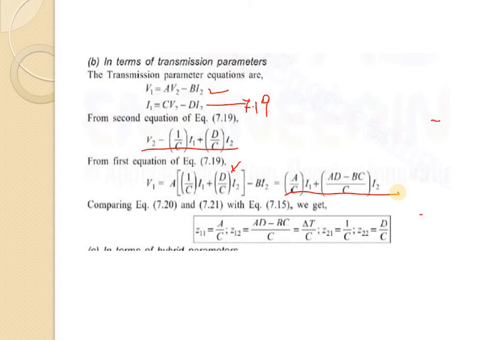So again we will compare this equation of V1 and V2 with the Z parameters equation of V1 and V2, and we have got that Z11 equals A by C and Z12 equals AD minus BC by C, and Z21 equals 1 by C and Z22 equals D by C. All these relations we have got from comparing these equations with the Z parameters equation.